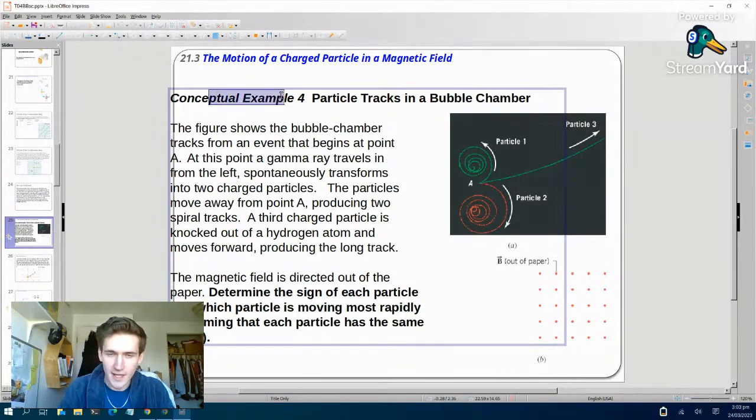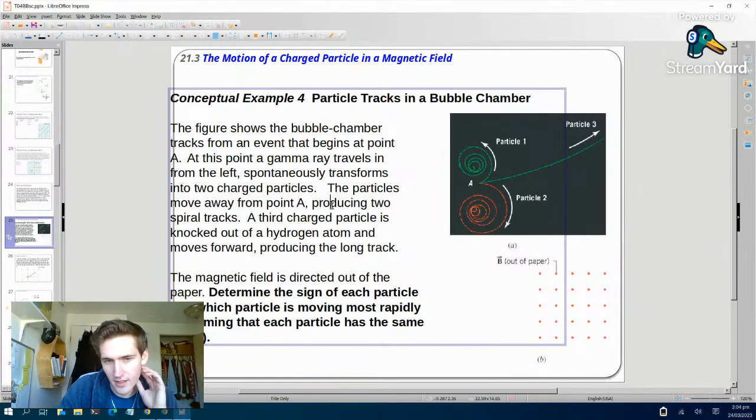Okay, so conceptual example for particle tracks in a bubble chamber. The figure shows the bubble chamber tracks from an event that begins at point A. At this point, a gamma ray travels in from the left and spontaneously transforms into two charged particles, particle 1 and particle 2. These particles move away from point A, producing two spiral tracks. A third charged particle is knocked out of a hydrogen atom and moves forward, producing a long track. The magnetic field is directed out of the paper. Determine the sign of each particle.